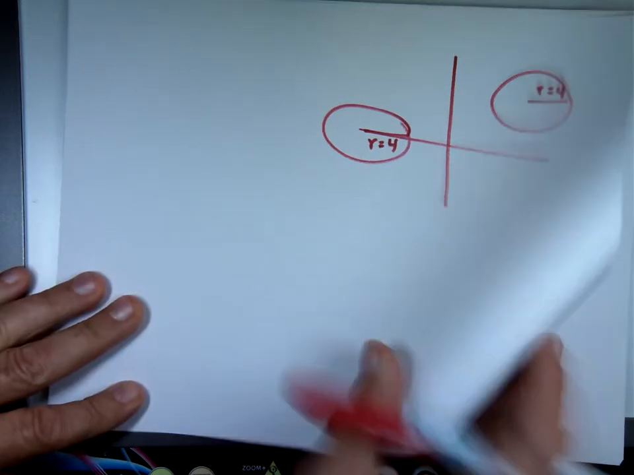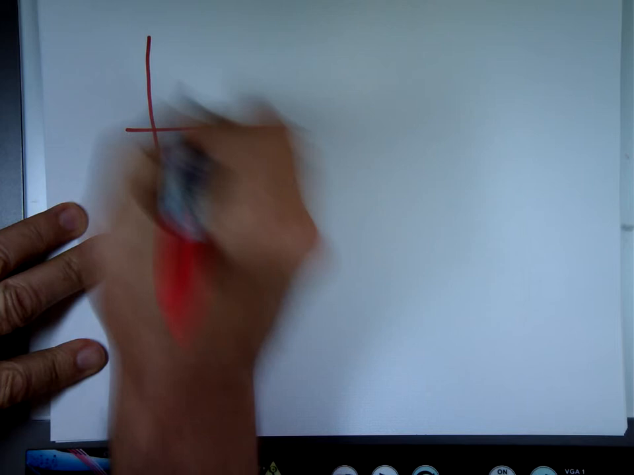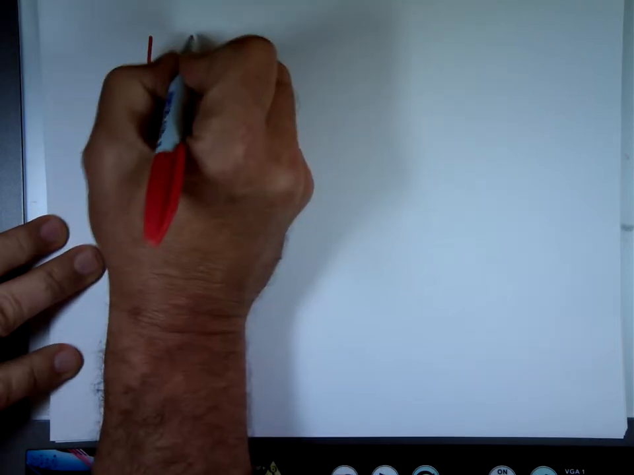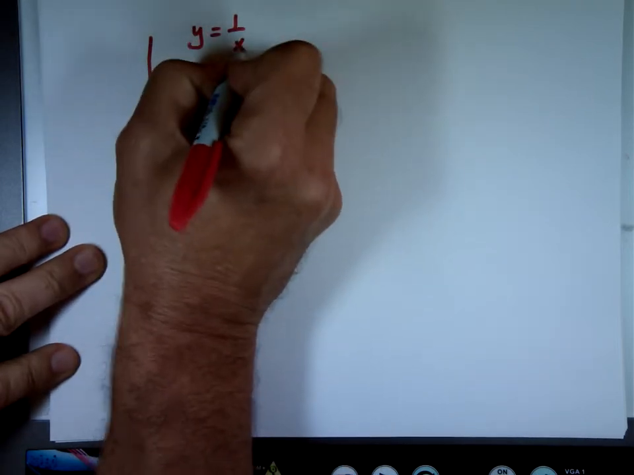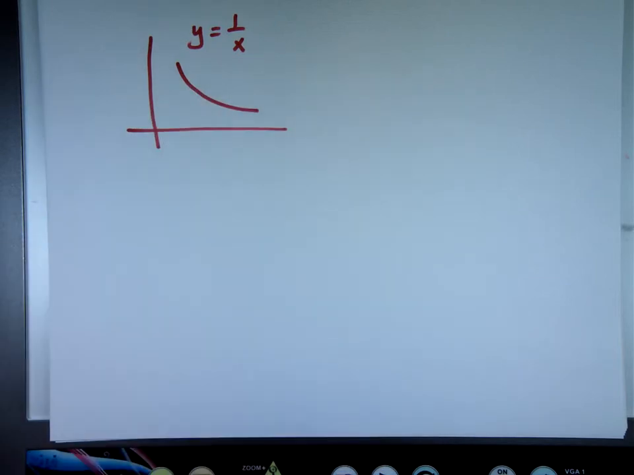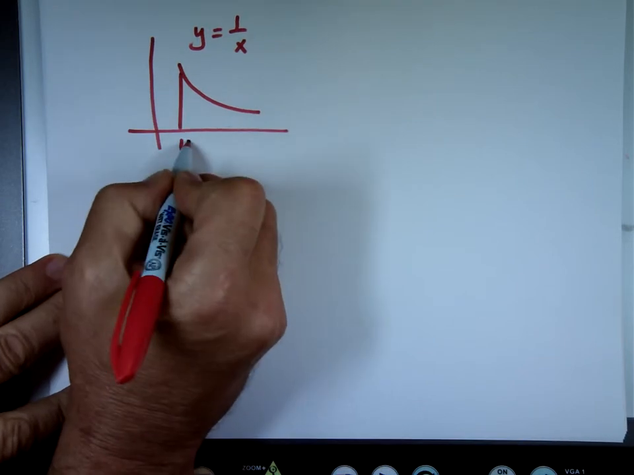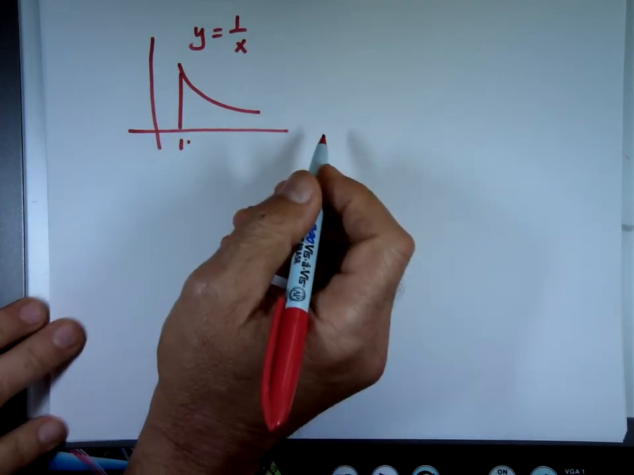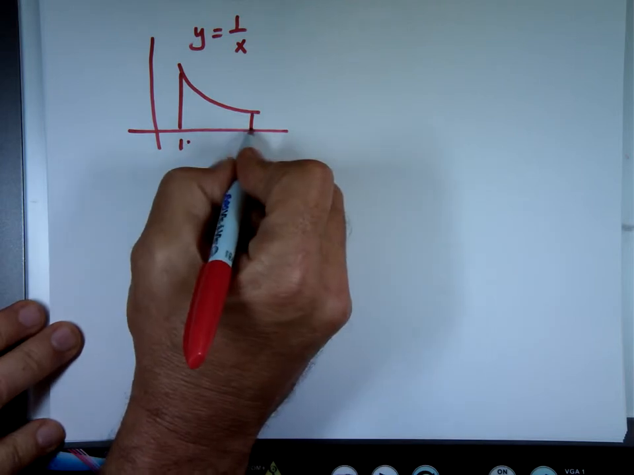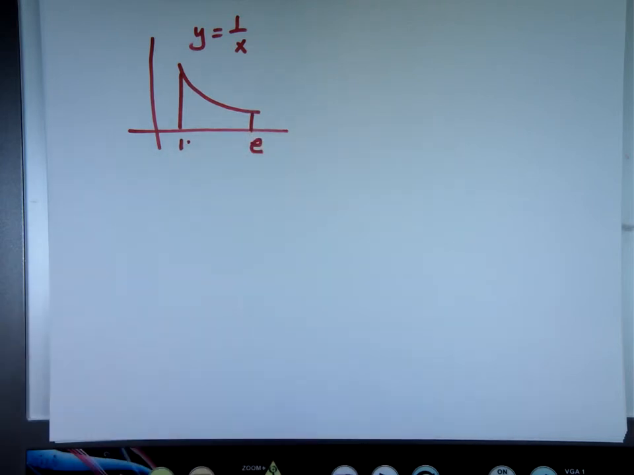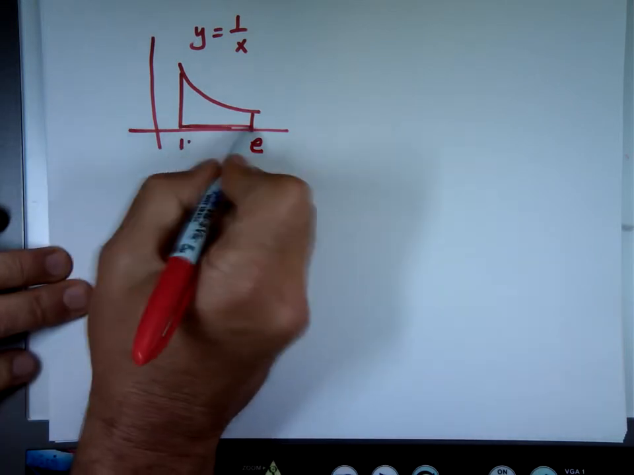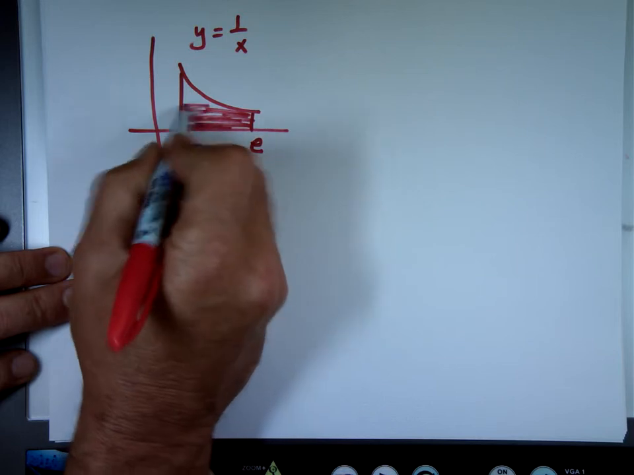Let's try another indefinite integral. Let's say I have this function. I want to find the area. That's one of the applications for integration. Y equals 1 over x. And I want to find the area as x goes, I don't know, let's pick 1 to, how about e? 1 to e. I want to find the area under 1 over x as x goes from 1 to e.